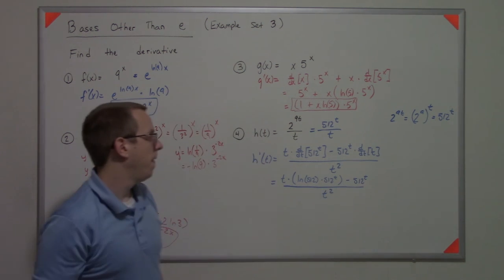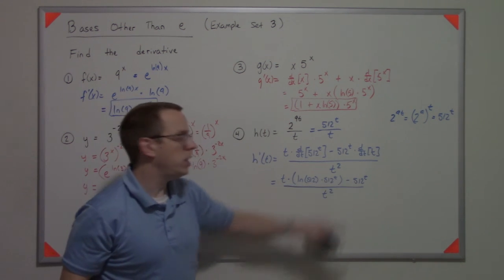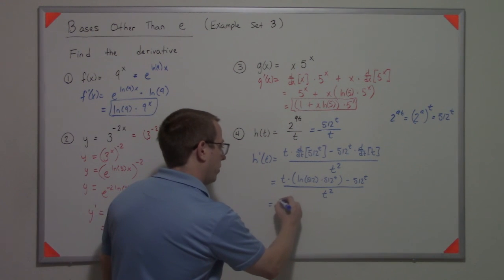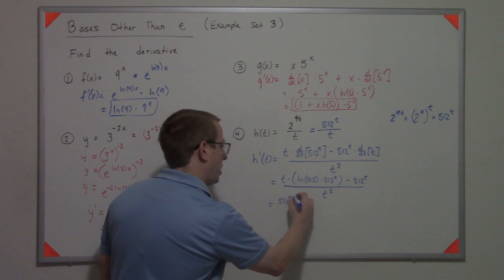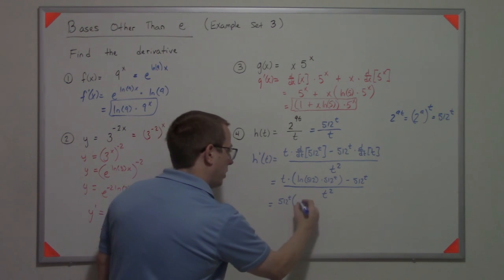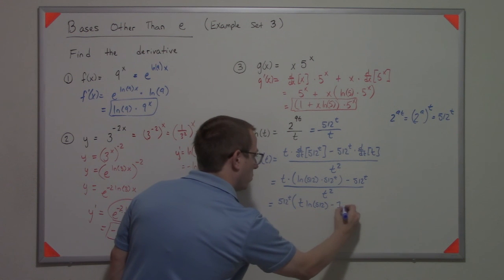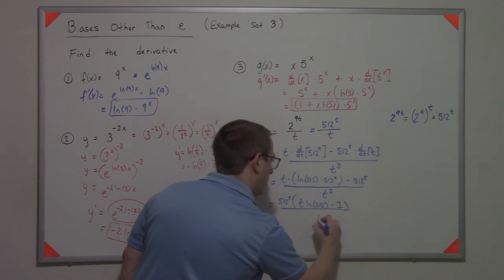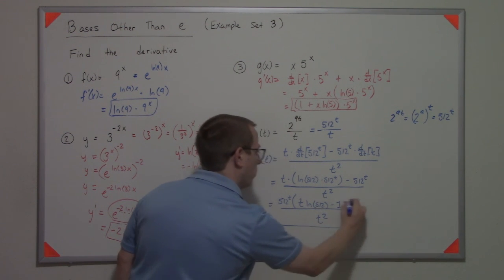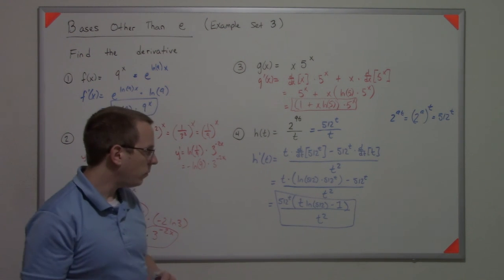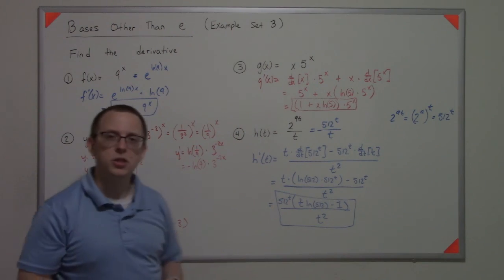So what I notice is that 512 to the t is common to both terms. So I would take that out as 512 to the t. So that's t natural log 512 minus 1, all over t squared. And that's just the simple way to do it.